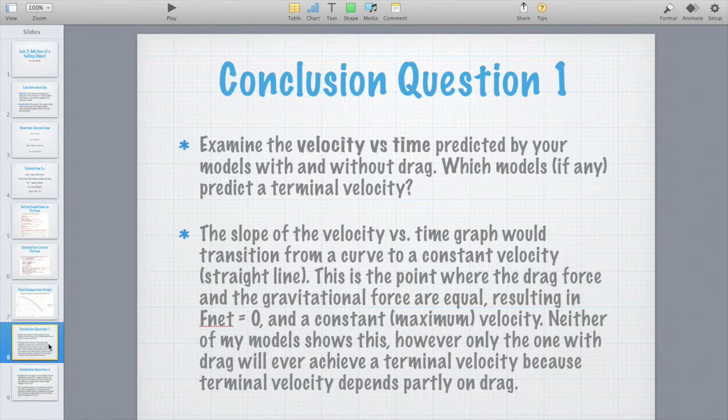However, we know that the slope of a velocity versus time graph would transition from a curve to a constant velocity as an object reaches terminal velocity. This is the point where the drag force and the gravitational force are equal, resulting in F net equals 0 and a constant maximum velocity. Neither of my models show this. However, the one with drag comes close, as can be seen when the model is run in Python and the drag force arrow and the weight force arrow are nearly identical in magnitude.